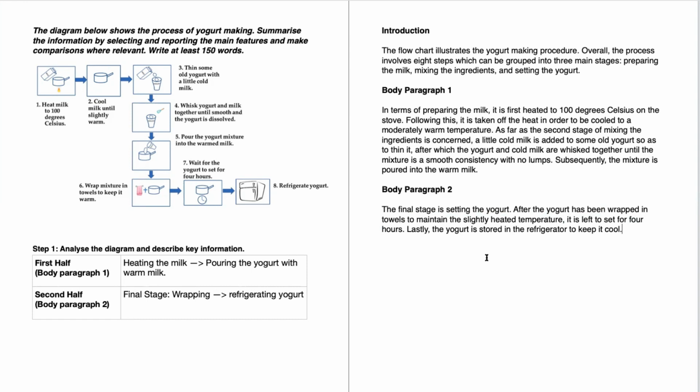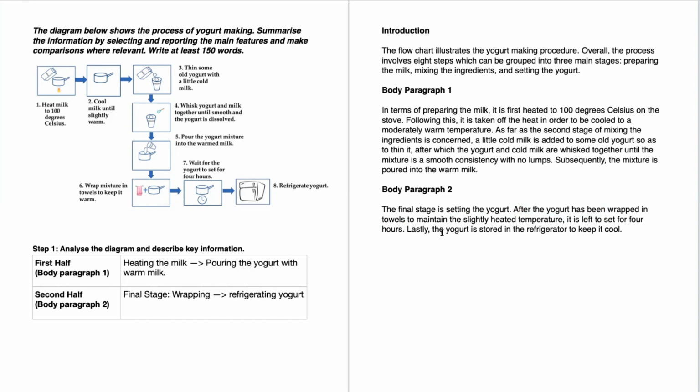And there you have it. So let's look at this body paragraph 2. The final stage, like we said, is setting the yogurt. So I'm looking at step 6. After the yogurt has been wrapped in towels to maintain the slightly heated temperature, it is left to set for 4 hours. So notice how I have included 6 first and then 7, but I have used this nice word after. So I've sort of included both steps in one sentence.